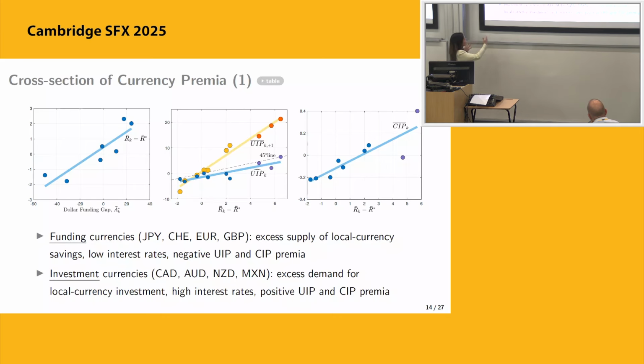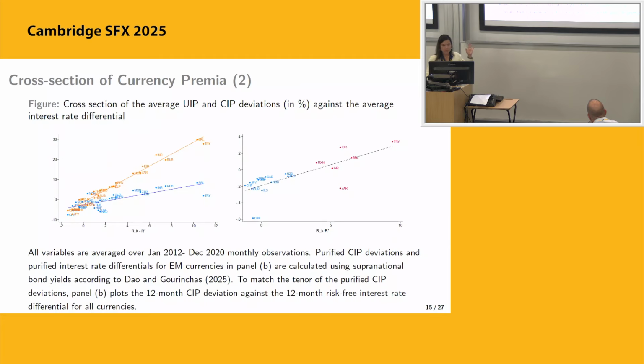Here's the result for the cross-section. Remember, we said that the more negative the dollar funding gap, the more negative would be the UIP, and the lower will be the interest rate. That's exactly what we find using both the expected UIP and the exposed UIP, and similarly with the CIP. You may think these are very few plots. I just want to show you here: if you do it for other currencies, you get the same.